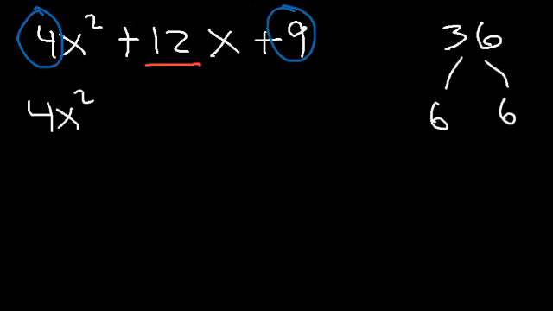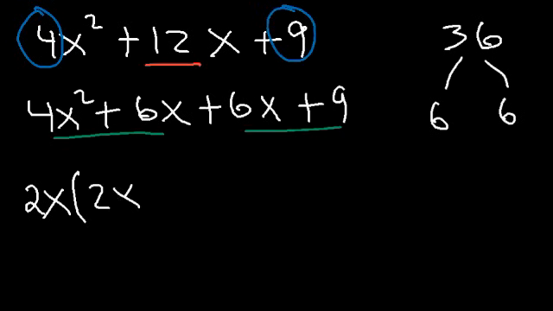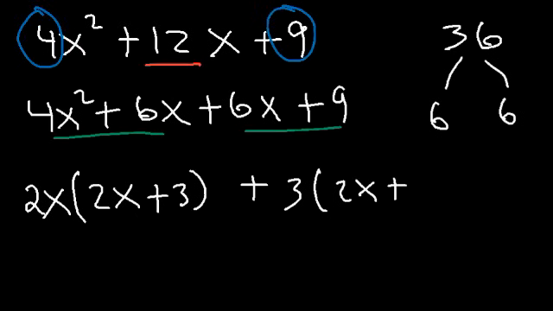Now let's replace 12x with 6x and 6x. And then we need to factor by grouping. In the first two terms, take out the GCF, which is 2x. 4x squared divided by 2x is 2x. 6x divided by 2x is 3. Now, the GCF for the last two terms is 3. 6x divided by 3 is 2x. 9 divided by 3 is 3.